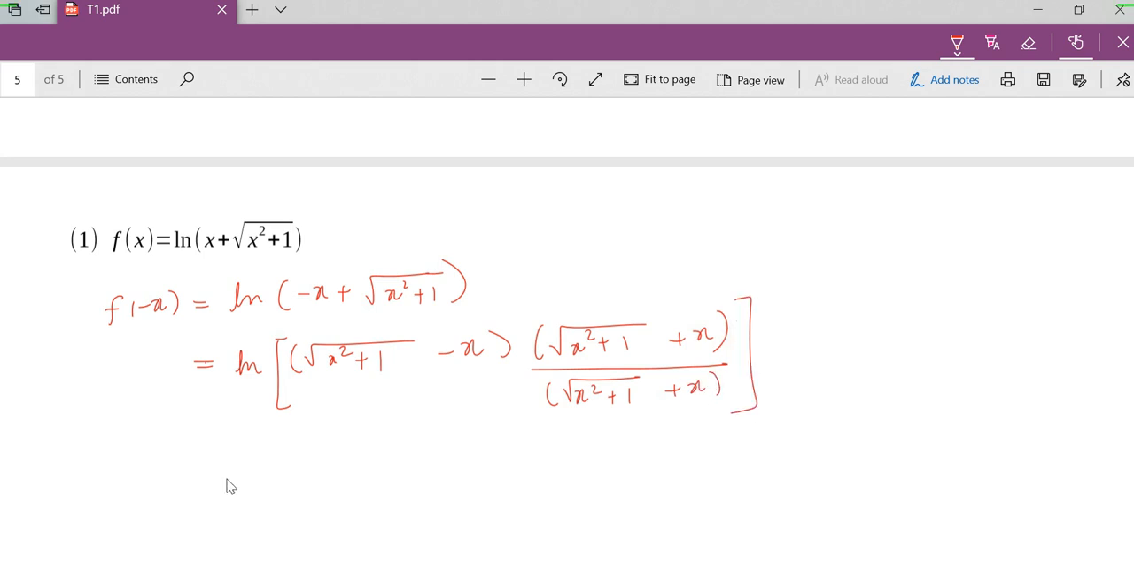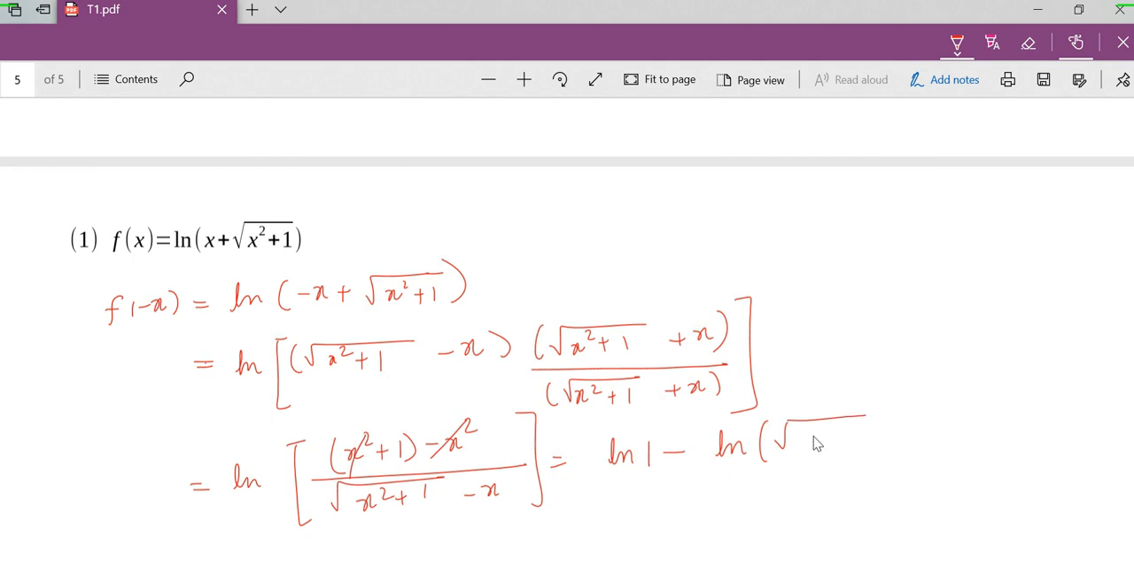Now let's simplify it. What is that? The a squared minus b squared formula. So this is x squared plus 1 minus x squared over root of x squared plus 1 minus x. Perfect. This gets cancelled. Log 1, so this is log 1 minus log root of x squared plus 1 plus x. Sorry, plus x, you are dividing by plus x. So this is 0, right?